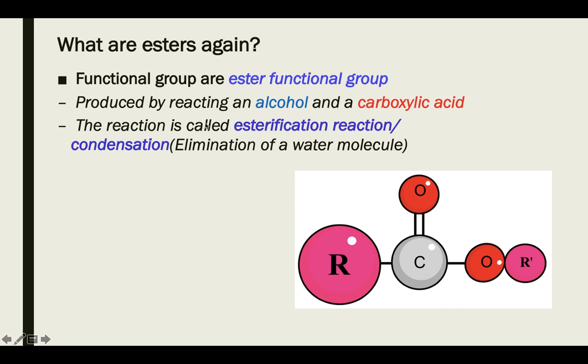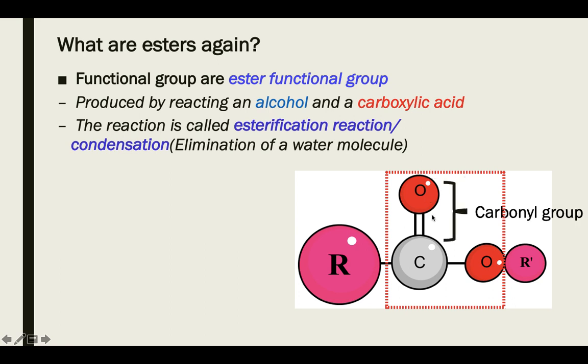It is produced by reacting an alcohol and a carboxylic acid, and that reaction is called an esterification reaction, or you can call it a condensation reaction. So the ester functional group consists of two parts. The first part is the carbonyl group. This carbon double bonded to oxygen used to be part of the carboxylic acid. And the other part is the alcohol part, that is the alkoxy group, which means that it is an alcohol losing an H that's attached to the hydroxyl group.